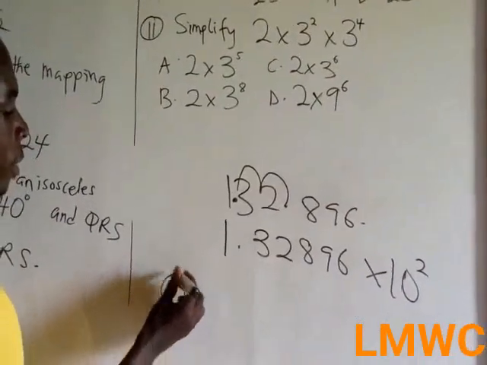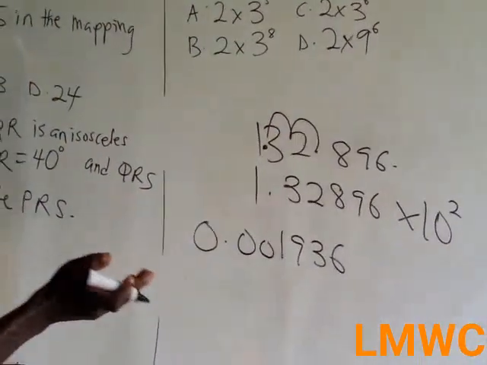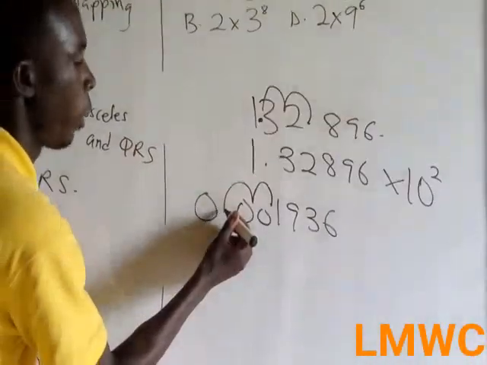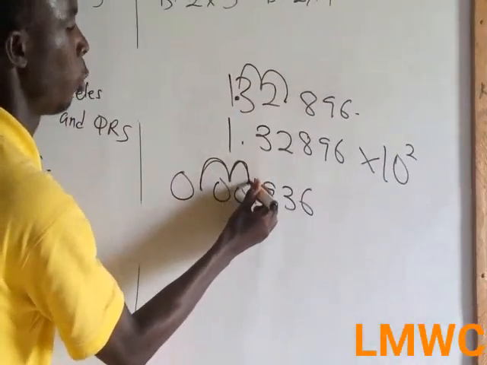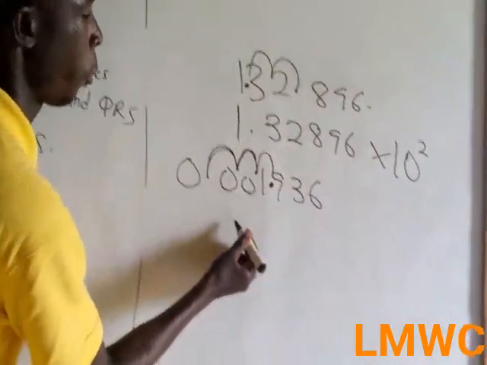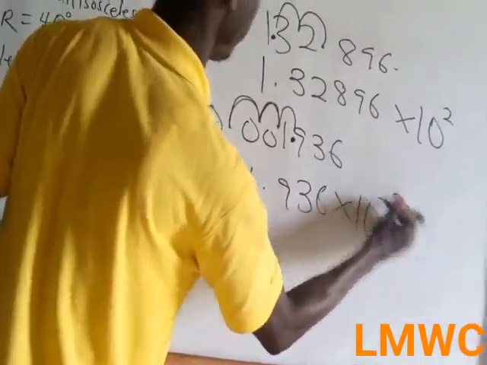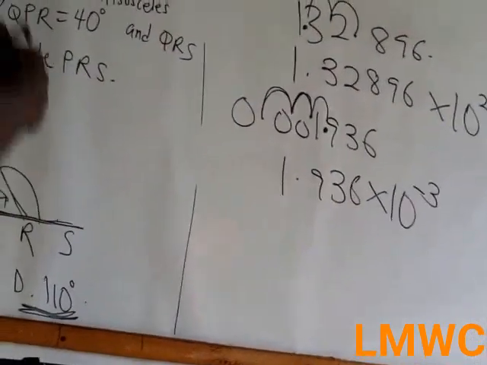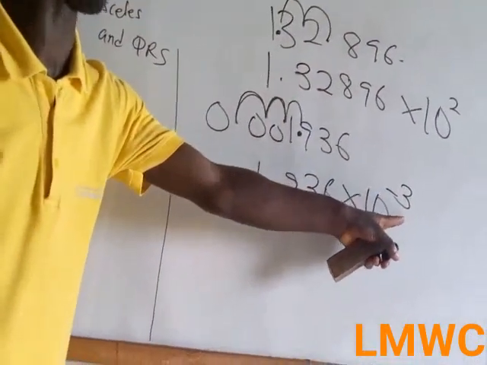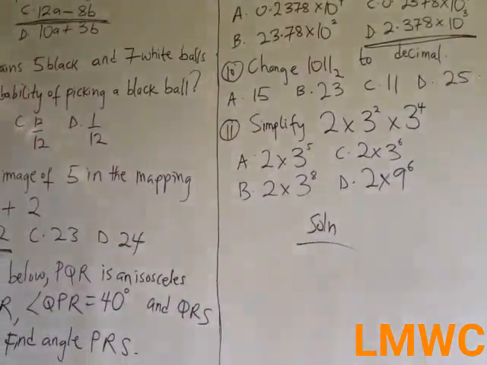So if you are given 0.001936, change this one to standard form. You see I said it should be after the non-zero digit. So we have 1, 2, 3. After the non-zero digits, this is where the point should be. So we have 1.936 times 10 raised to the power negative 3. Because once you are counting to the right, I said the power is what? Negative. Take note.